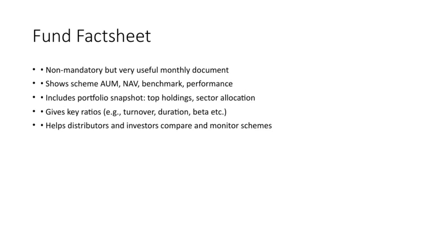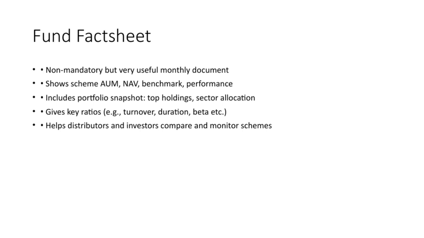Now, moving on to slide 9, I want to talk about the fund fact sheet. Think of it as a very useful monthly document, though it's not mandatory to review it every month. It provides a comprehensive snapshot of the scheme's performance and key data points. What's great about it is that it shows the scheme's assets under management, or AUM, alongside its net asset value, or NAV. It also compares these figures against relevant benchmarks, giving you a clear picture of how the scheme is performing relative to the market or its peers.